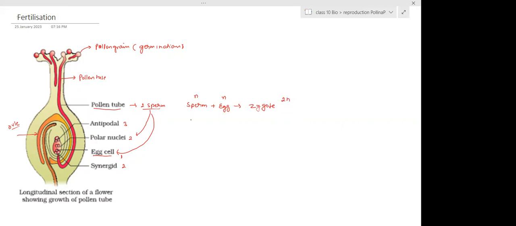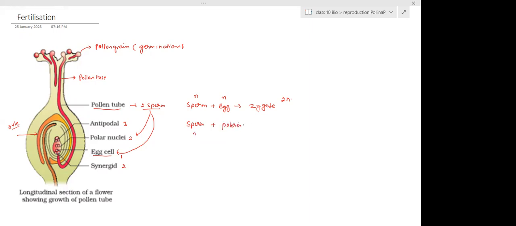And this was one fertilization. That's why we say that in angiosperms not only fertilization but double fertilization takes place, because fertilization takes place at two places. Where does the second sperm go? The second sperm is also haploid, meaning one set of chromosomes. It fuses with the polar nuclei.